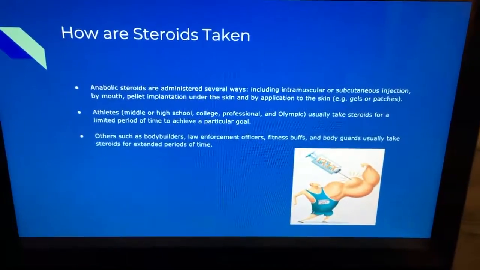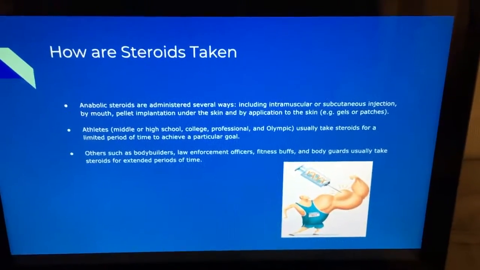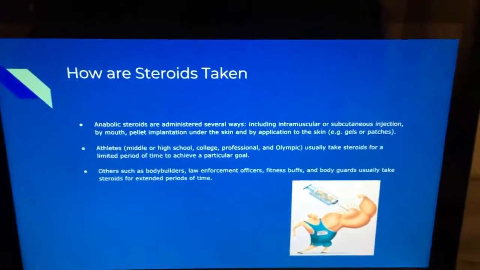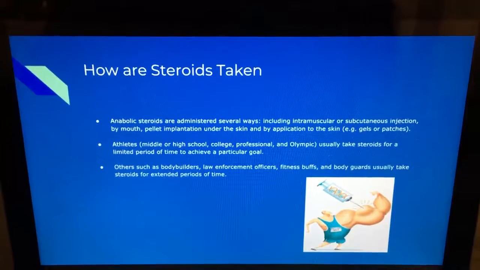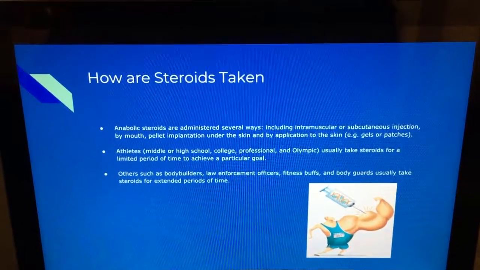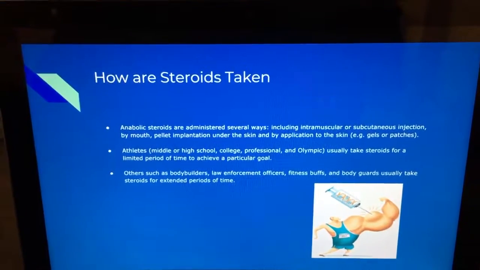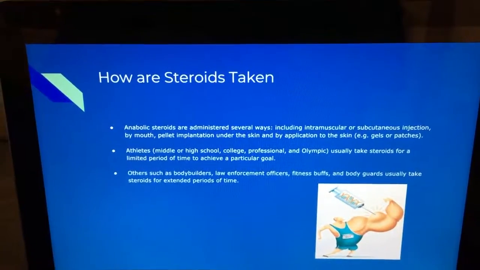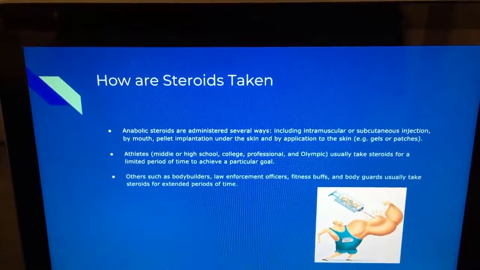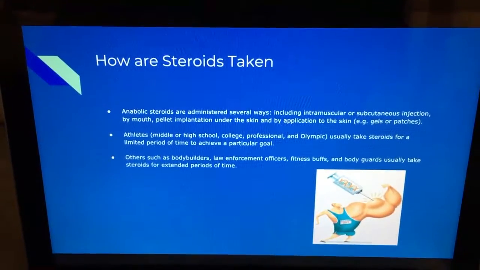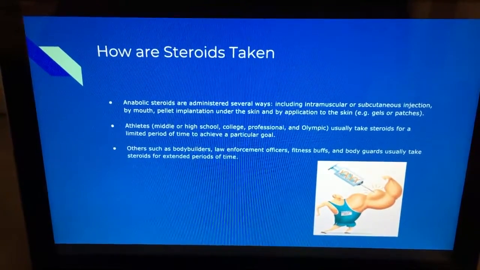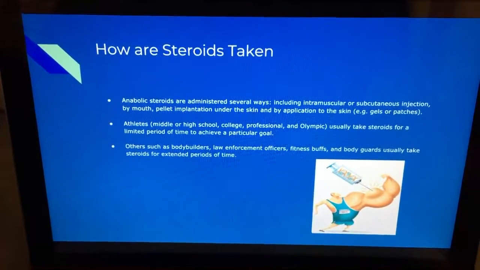So how are steroids taken? They can be taken in several ways. The most common amongst athletes is intramuscular and subcutaneous injection. And people abusing steroids may take doses that are 10 to 100 times higher than doses prescribed to treat medical conditions.